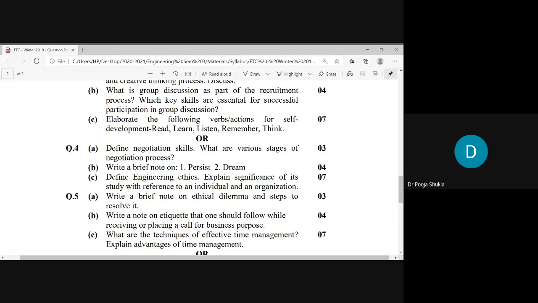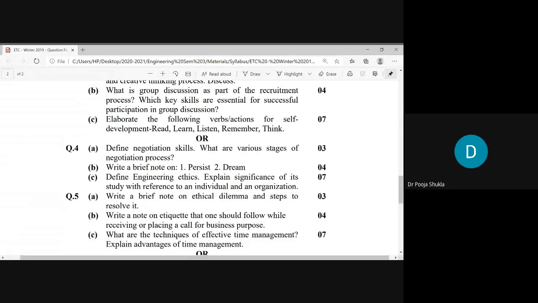Now the last question, 4C, is: elaborate the following verbs for self-development. Now see, I had told you that they are action words or verbs that are being used. They will give you randomly any 5. There are 12 of them. So what is reading, learn, listen, remember, and think? Here you have to write a few lines, let's say a passage or a paragraph each.